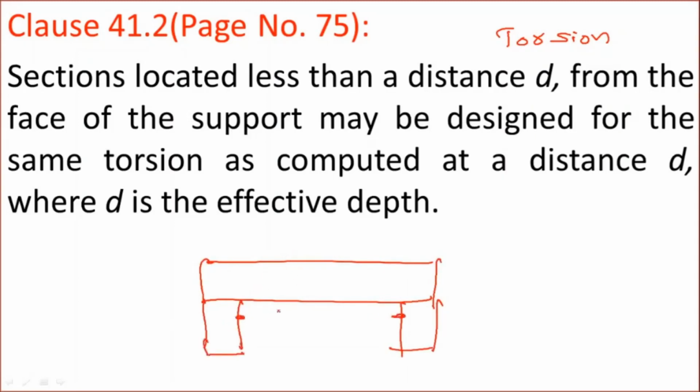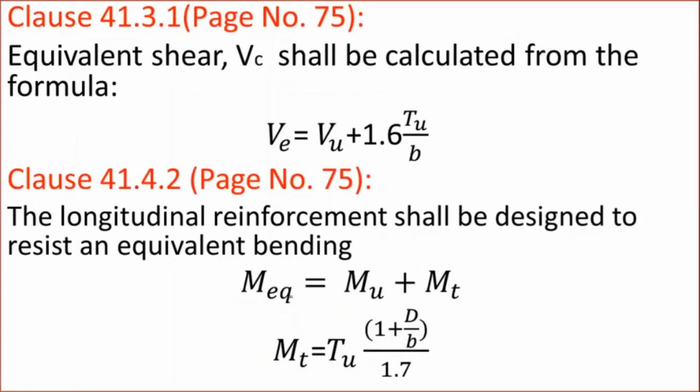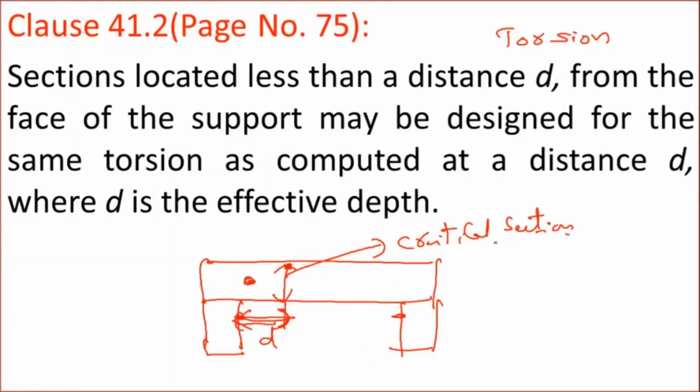Now, whatever sections are located at a distance less than small d from the face of the support may be designed for the same torsion as computed at a distance of d. So the critical section for the torsion will be at a distance of d from the face of the support. Here the shear may be higher, but that should not be considered while designing. That is the point.